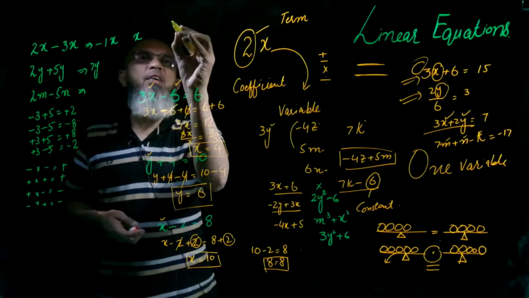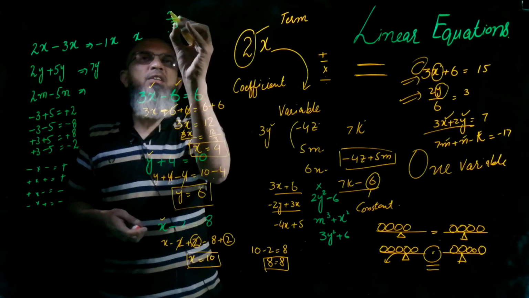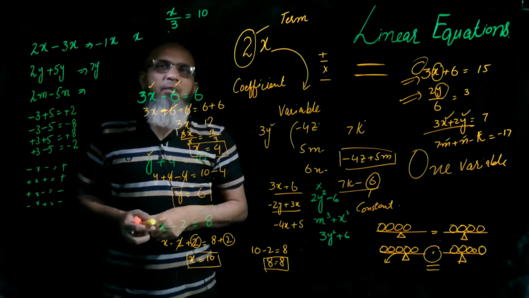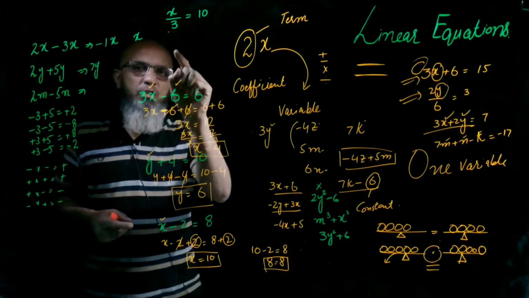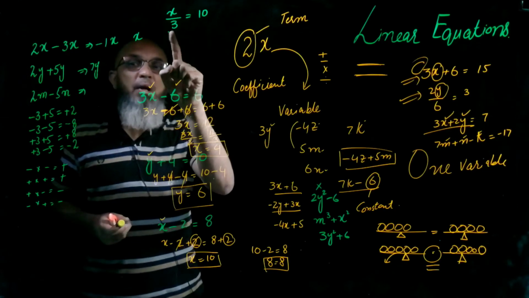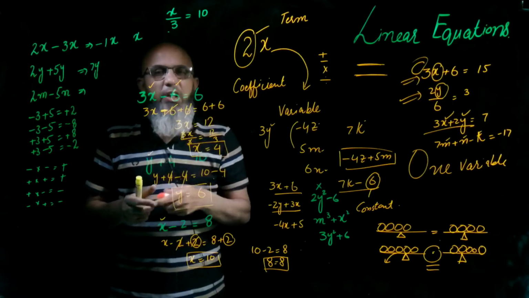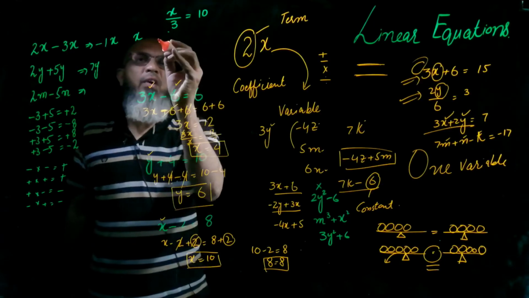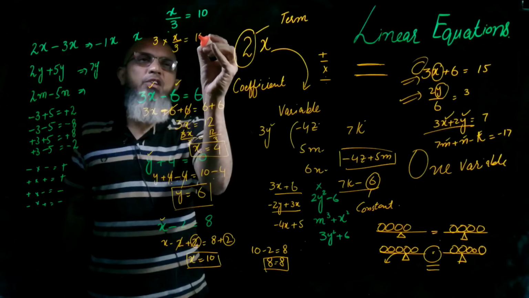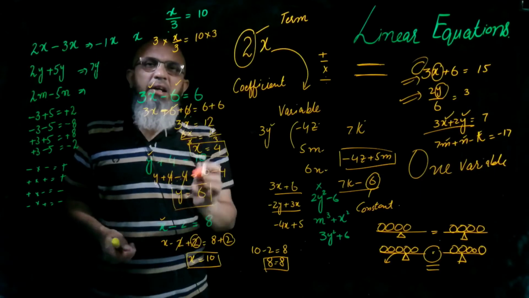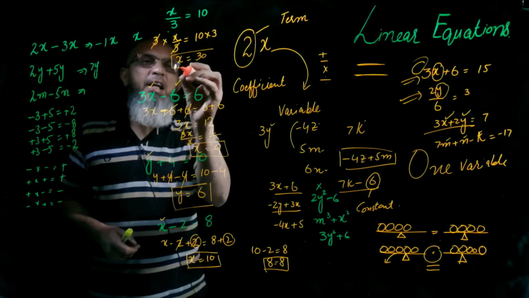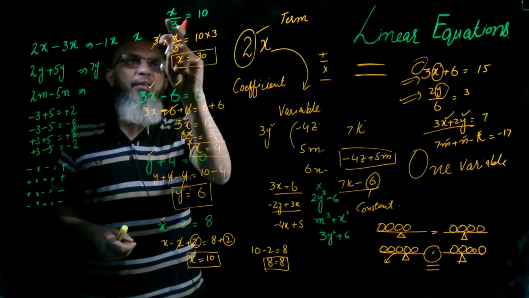Like here, if I have a question that x over 3 is equal to 10. Now what do we do here? Here we have 3 in division form. So if there is a division, we will multiply by 3. We have to multiply 3 on both sides of the equation. Write 3 into x over 3 is equal to 10 into 3, right? So this 3 cancels with this, x is equal to 30. That is your answer. If you replace the value of x, we will get 10.